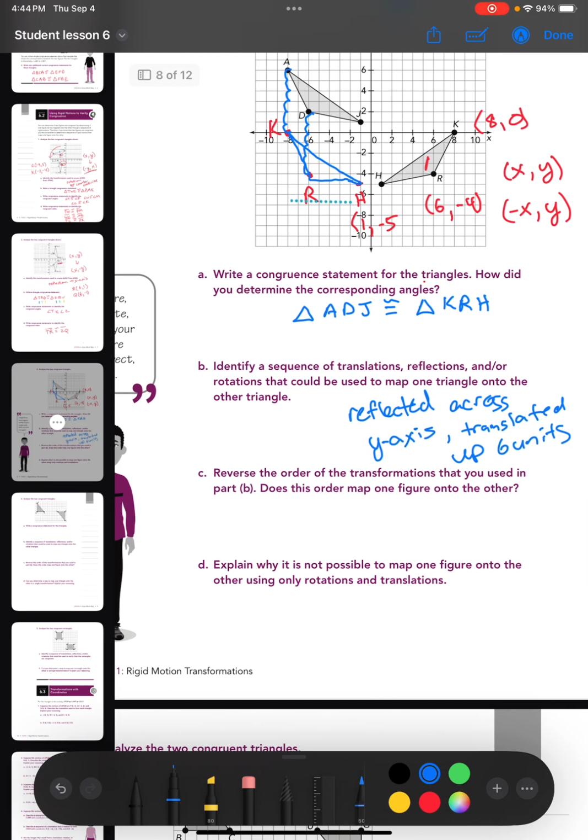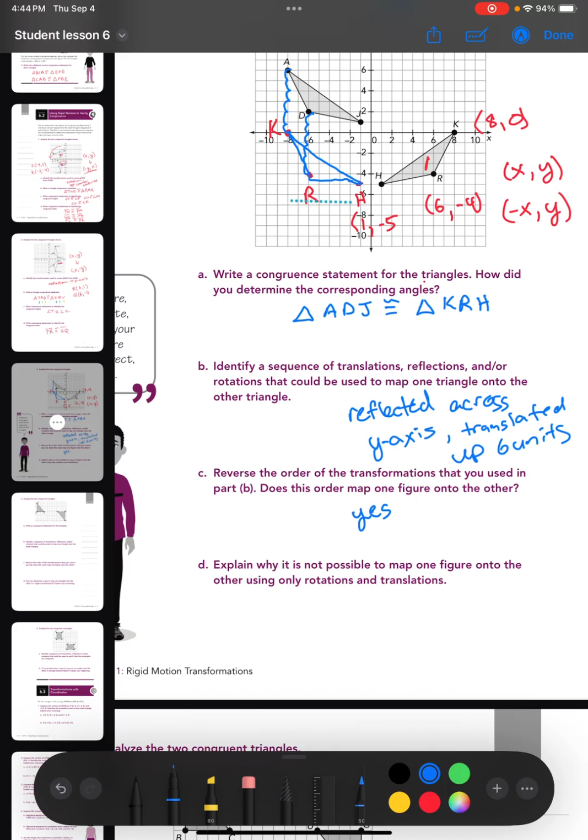Okay, if you reverse the order of the transformations that you used in part B, does the order map one figure to the other? Yes. Anytime you reverse the transformations, as long as you have the correct series of transformations, we would get back to the original figure. They would work.